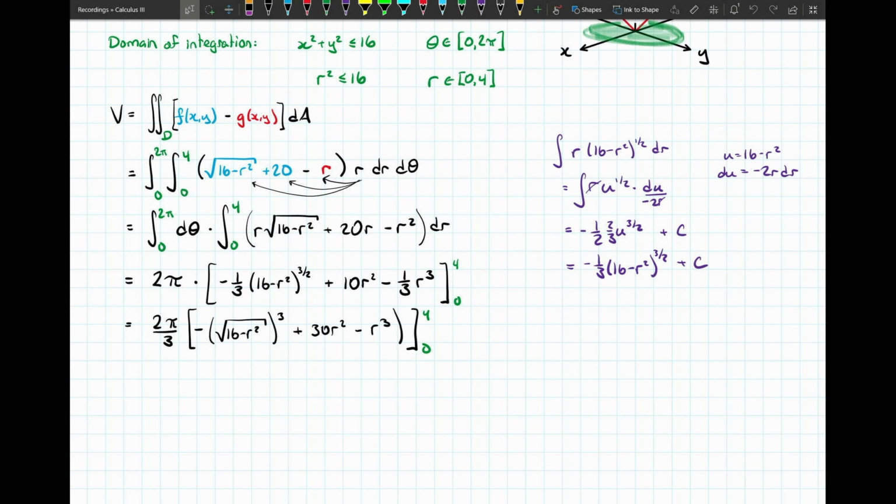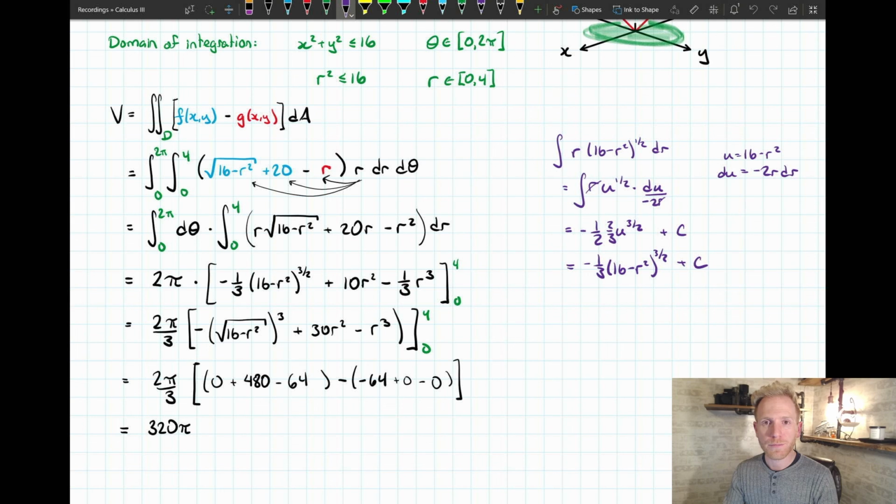To reduce the number of fractions we're working with, it might help to pull a factor of 1/3 out of all three of those terms. That's also going to change this 10r squared into 30r squared when we divide by 1/3. Now we can evaluate at r equals 4 and at r equals 0. And after simplifying, we find that the volume ends up equaling 320π. Now that gives us the volume of this tank.